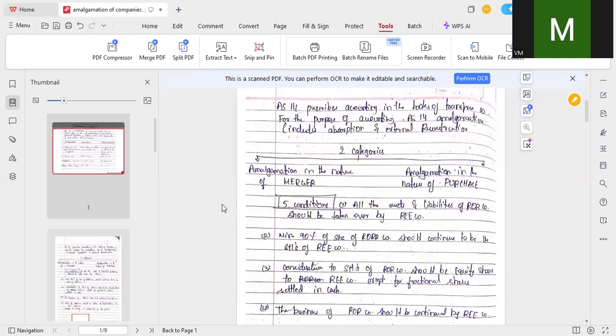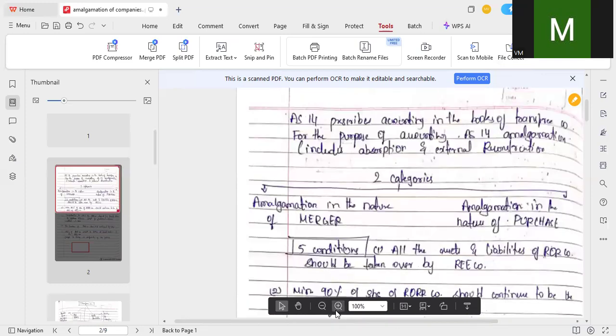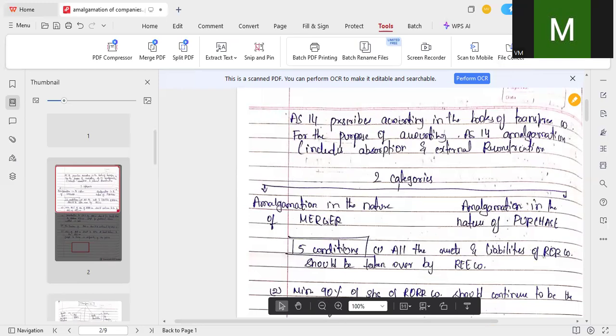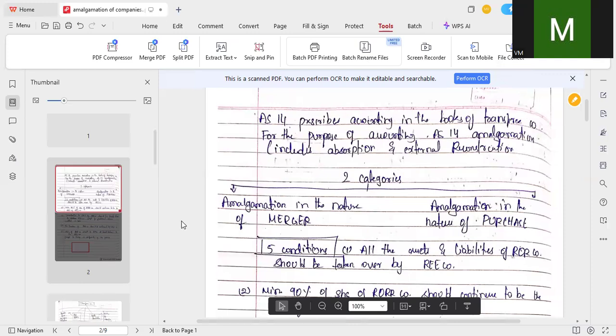Next, we'll move on to AS 14, which prescribes accounting in the books of the transferee company. I'll say this first, and after that I'll tell you what you mean by transferee and transferor company. For the purpose of accounting, AS 14 amalgamation includes absorption and external reconstruction. In simple language, I will tell you what transferor and transferee mean.